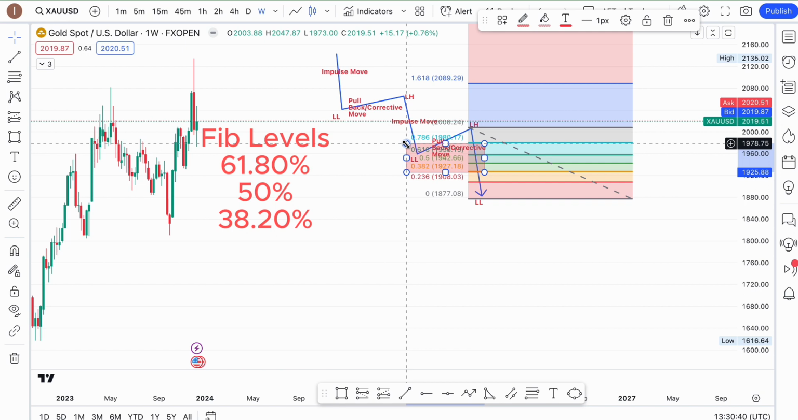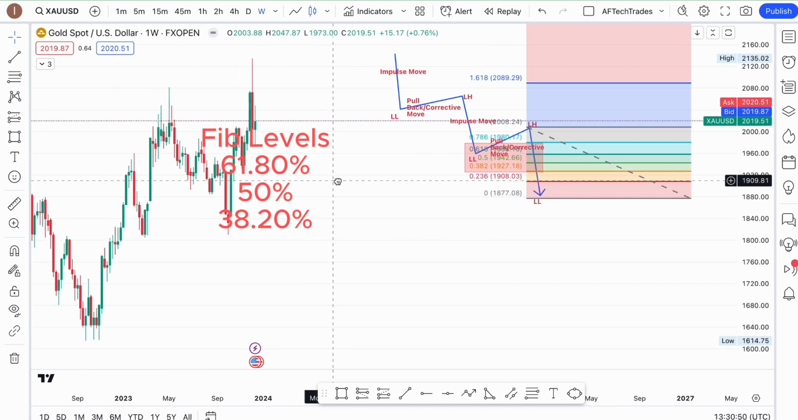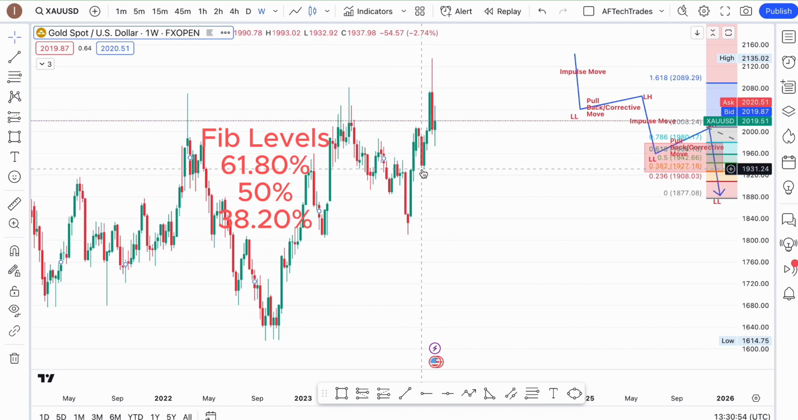So that is when you will now enter for a sell. After all these confirmations, you will enter for a sell market. So let's go into our live chart and do the practical example there.